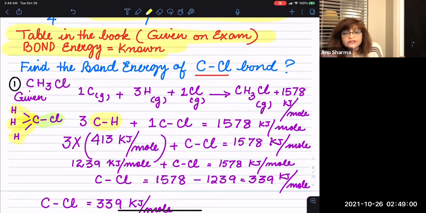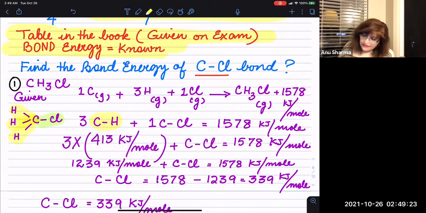Values for the bond energies will be given on the exams, or you find out the bond energies of individual bonds based on what I just now showed you. Besides that, if you have a molecule in which the bond energies of certain bonds are known, you can find the bond energy of the unknown.